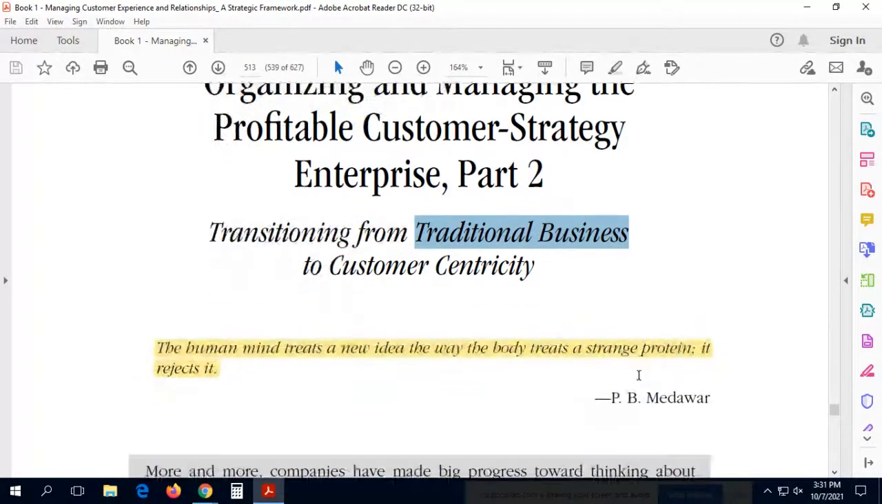We have made examples very quickly. We will be going through this chapter. The human mind treats a new idea the way the body treats a strange protein. It rejects it. Yeah, so you really need to understand that. So we have done management of change course together. Yeah, whole semester. Many of you have done that with me.